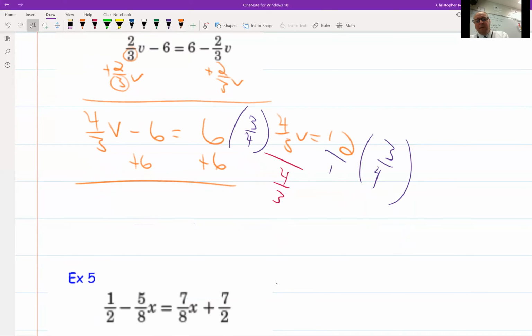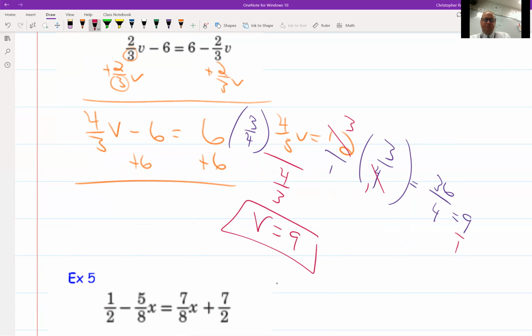Okay, so I can either work this way and say 12 times 3 is 36, 1 times 4 is 4, and do 36 divided by 4 to get 9. Or option number 2 is say 12 divided by 4 is 3, and 4 divided by 4 is 1, so that would give me 9/1 right away. Either way, we have to end up with v equals 9. So that's how we deal with some of those fractions.